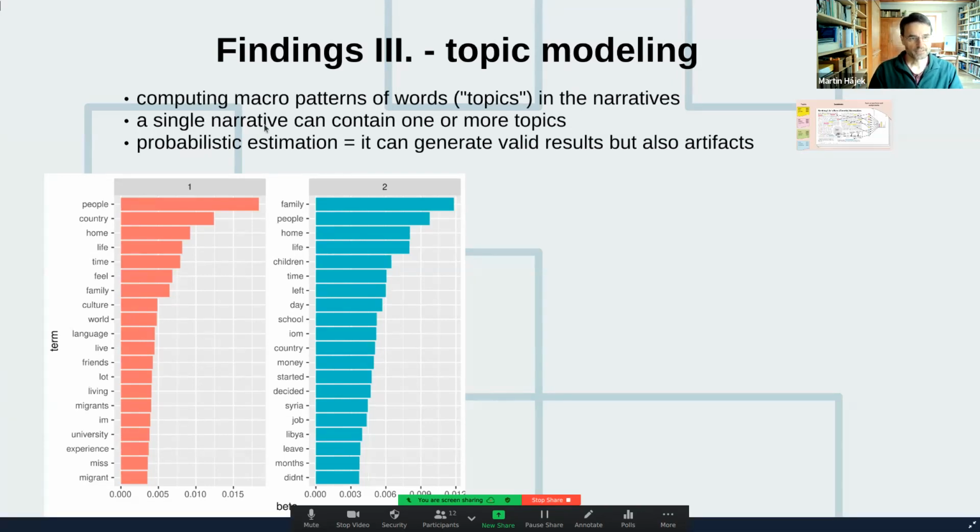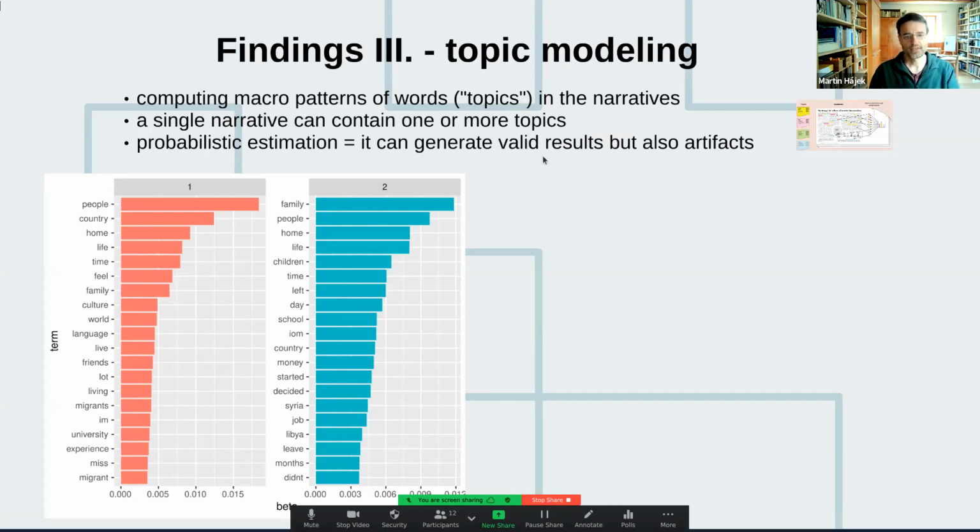What is important in our analysis, and we also saw it in this research paper, is that a single document can contain, and usually contains, more than one topic. And there is also a caution: this estimation, topic modeling, is probabilistic estimation. It's not something that you can say it is there. It's modeling. It's a model.